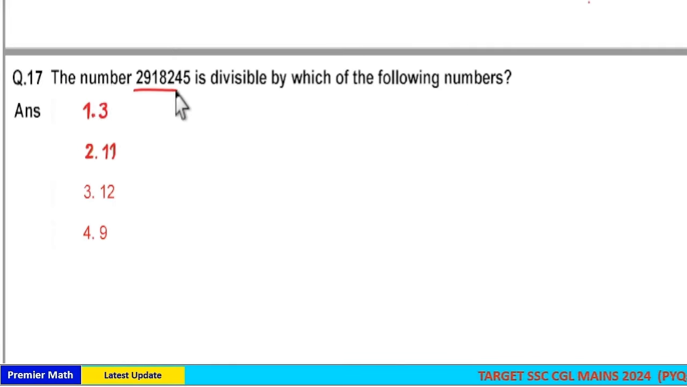The number 2918245 is divisible by which of the following numbers?